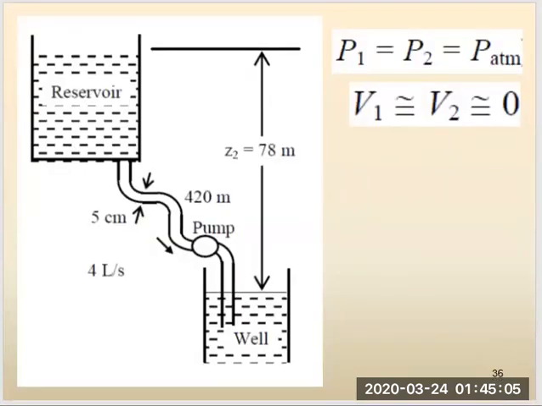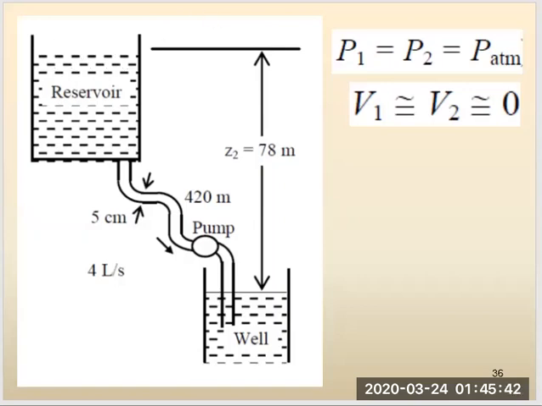Now, this is a schematic of the problem, the reservoir and the well and the piping and the pump in between. The density and dynamic viscosity, as I said, are given. For the chosen points, we choose point 1 at the free surface of the well water. So this is point 1 at this surface, and point 2 at the free surface of the reservoir in the farm.